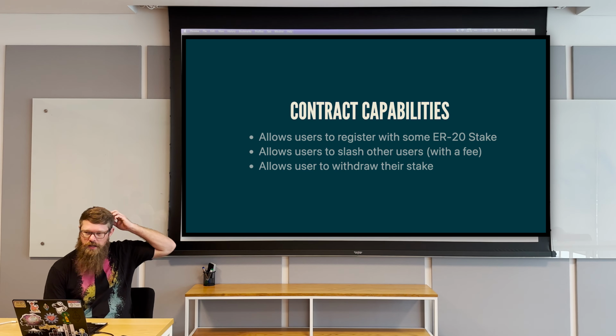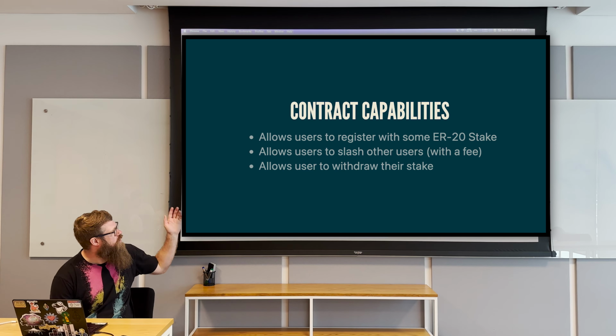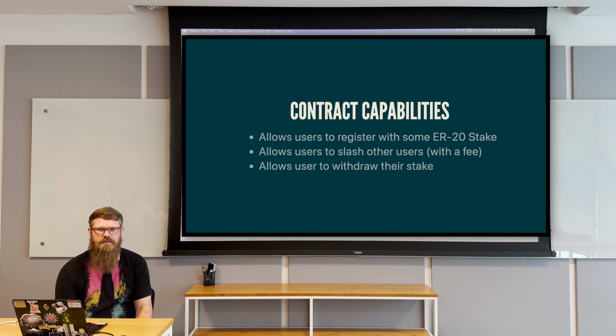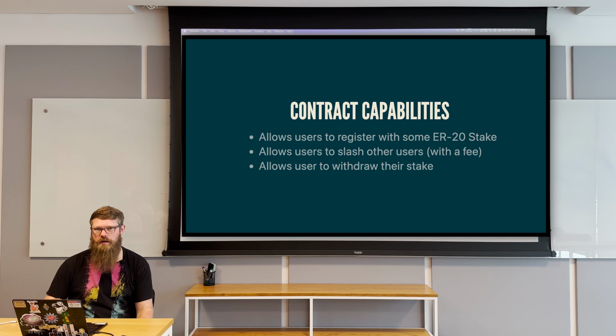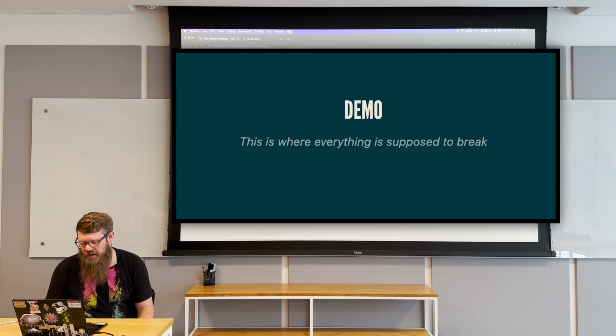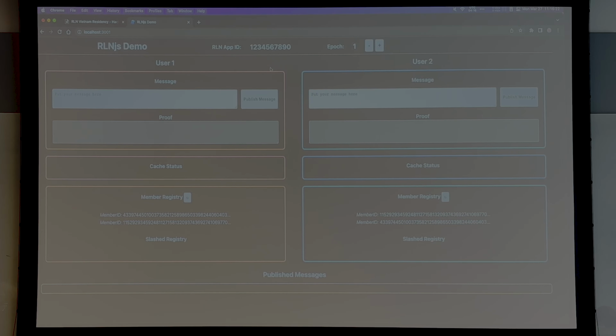So the contract, you stake some ERC20 token. It's got a mechanism for slashing and allows the user to withdraw their own stake. There's some complexities to this, which I'll get into in a minute. But before then, I will do a quick demo.